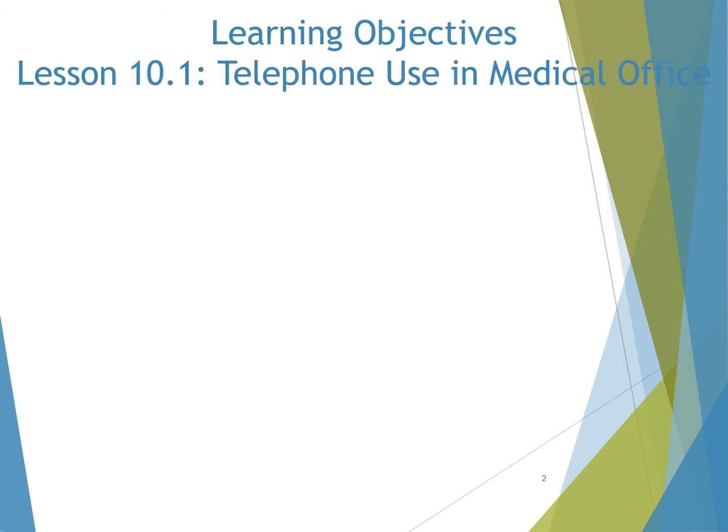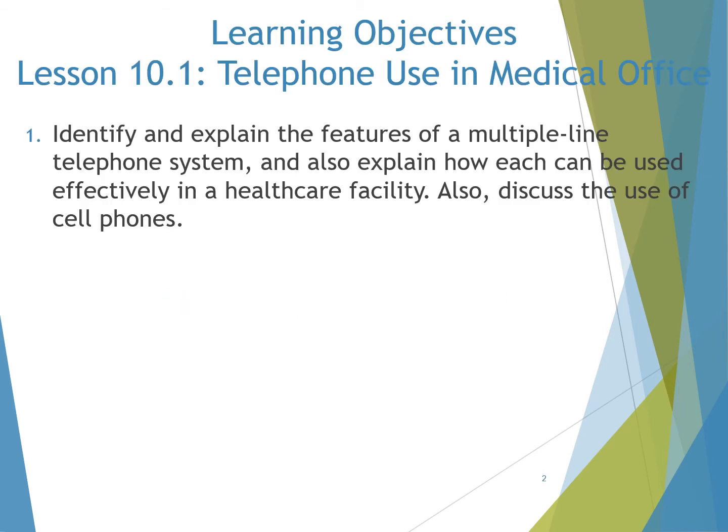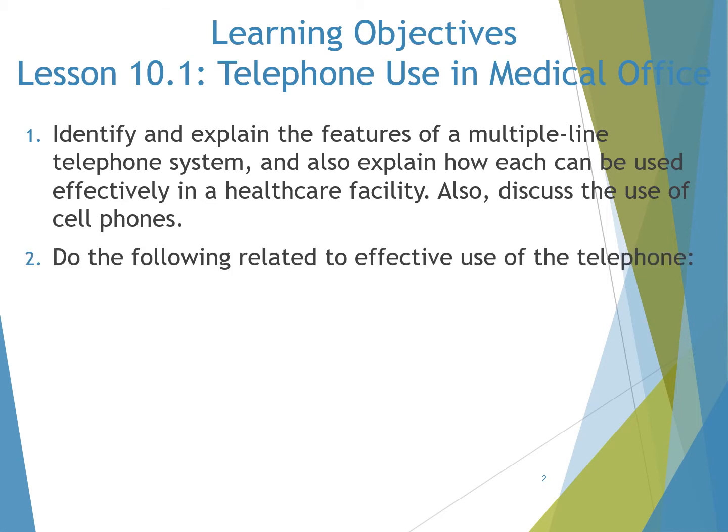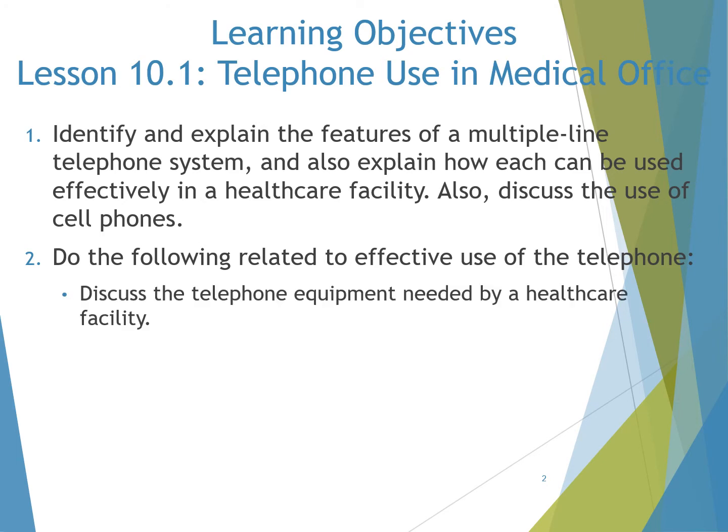Learning objectives for Lesson 10: identify and explain the features of a multiple line telephone system and also explain how each can be used effectively in a healthcare facility. Also discuss the use of cell phones. Do the following related to effective use of the telephone.